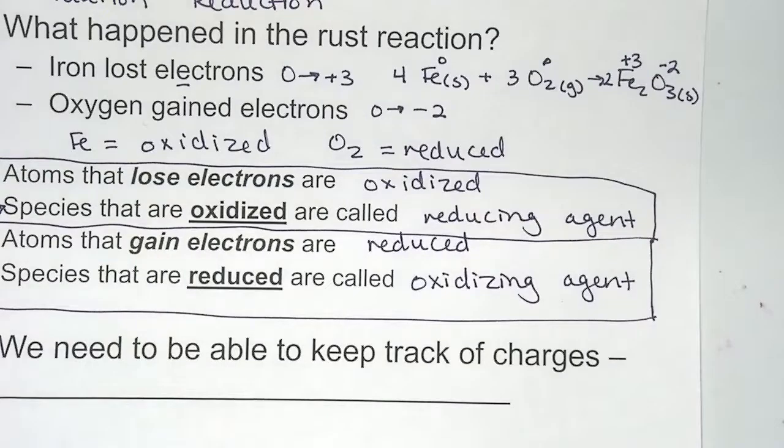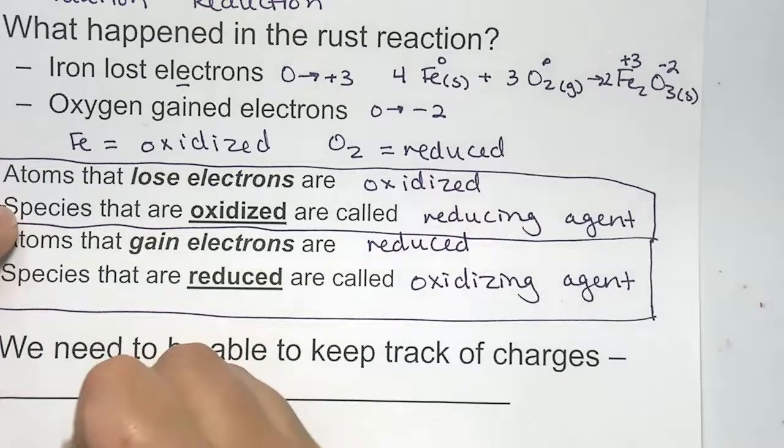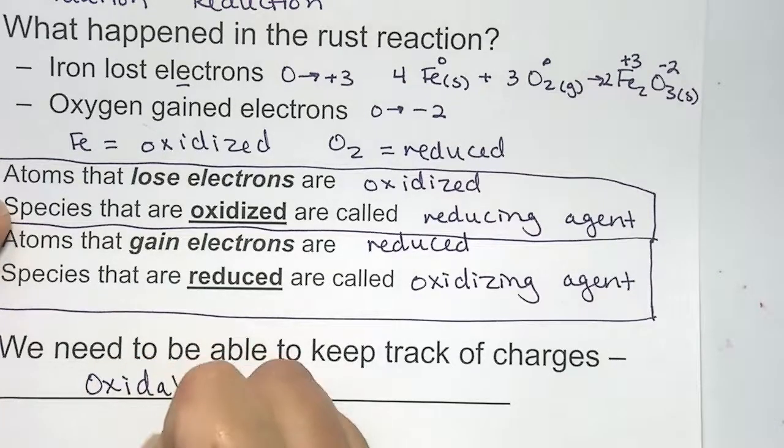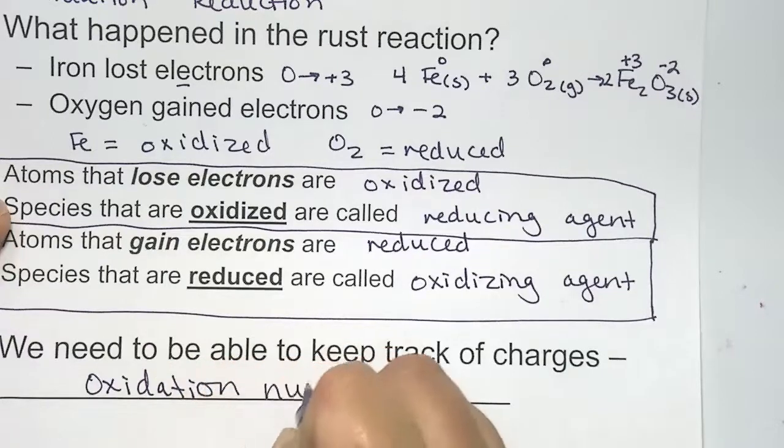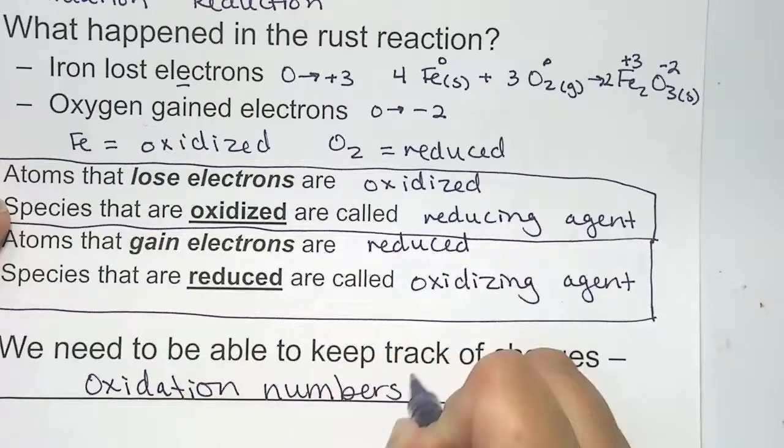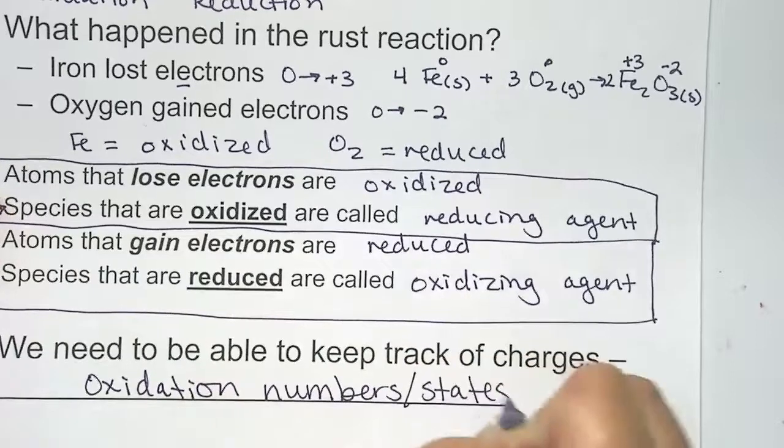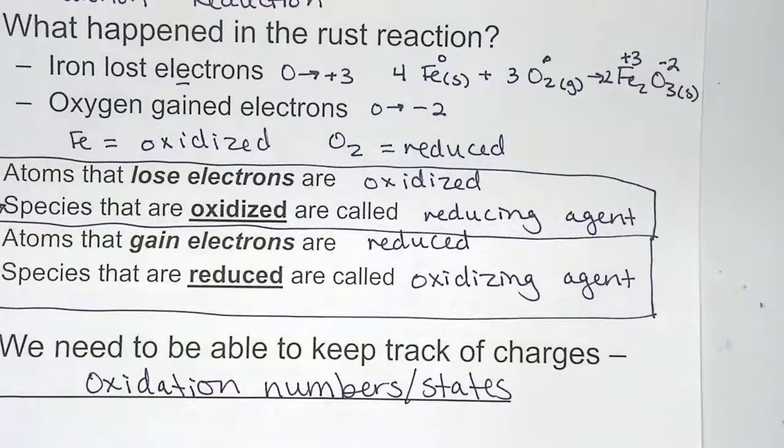Okay, so we need a way to be able to keep track of the charges, right? The same way we did in the reaction we just looked at. And those are called oxidation numbers or states. So we've always called them charges before. And in fact, we're going to pretty much follow all the same rules, but we're just going to add a couple new ones, and we're going to make sure that we're following them in order.